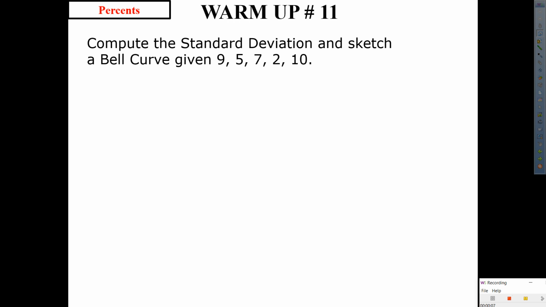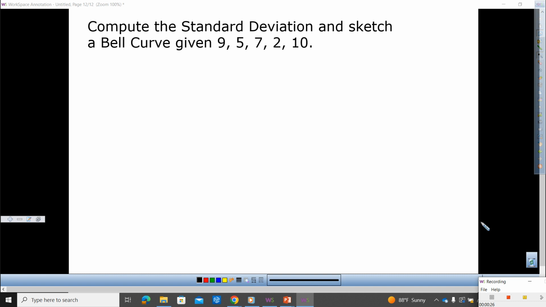Warm-up number 11 says compute the standard deviation and sketch the bell curve of 9, 5, 7, 2, and 10. I'll give you some time for that. With those numbers, Priscilla can enlighten us with the first couple steps. Put them in order. So we wrote 2, 5, 7, 9, and 10.